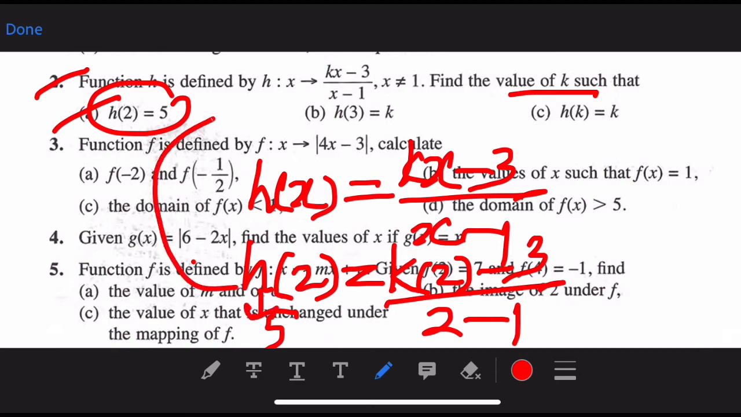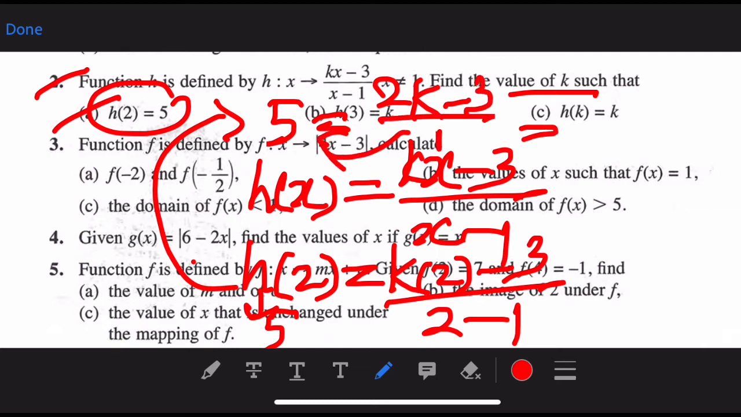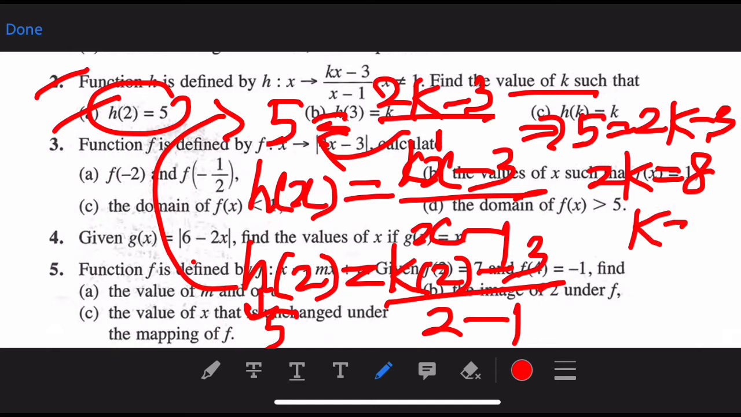So I write here, 5 is equal to (2k minus 3) over 1, right? Then you cross multiply, and it becomes 5 equal to 2k minus 3. So 2k is 8, so k is 4, right? For number 2a, k is equal to 4. Settled? Now we will do part b.